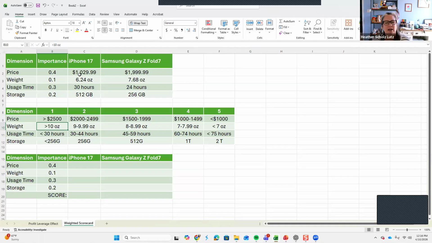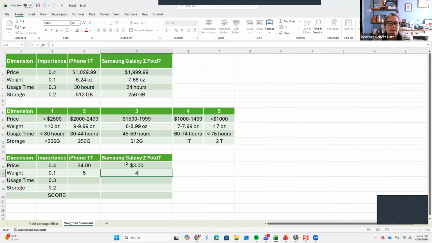If we look at the price of the iPhone today, it was $1,029.99 if you bought it outright. So if we look at this scale here, we go, oh, that fits in this bucket here. So the iPhone would get a score of 4 for its price. If we just look at the Samsung, it's 1999, so less than 2000, it would be in this one because it's still less than 2000. I didn't go out to the decimal places there. I probably should have. So it would be a 3. For the weight, 6.24 ounces would be a 5. The weight for the Samsung, 7.68, would be a 4.